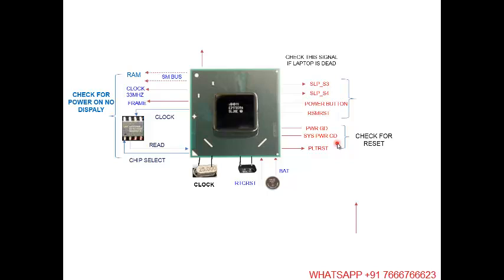Now the next signal. If you got the PLT reset, and all power is okay, but still the display is not coming, then you can check the BIOS pins. You can check on pin number 1 if this BIOS is there. This is called the PCH BIOS. You can check on pin number 1. There is a dot there. That is pin number 1.